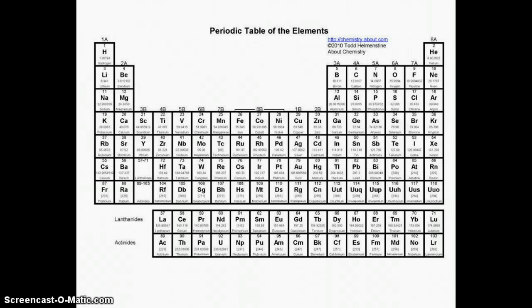At room temperature, so about 20 degrees centigrade, there are only two elements that exist as a liquid. One of them is a metal, and one of them is a non-metal. Do you know what either of them are? The metal that exists as a liquid is mercury, and you're going to need to know its symbol in the exam. Mercury is Hg. The other element that is a liquid at room temperature is bromine.